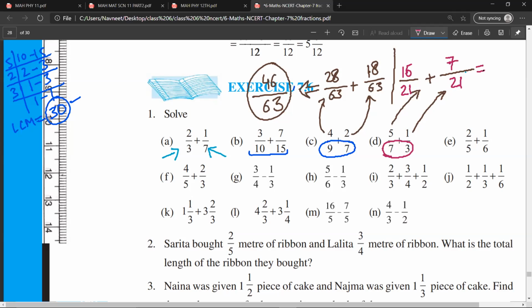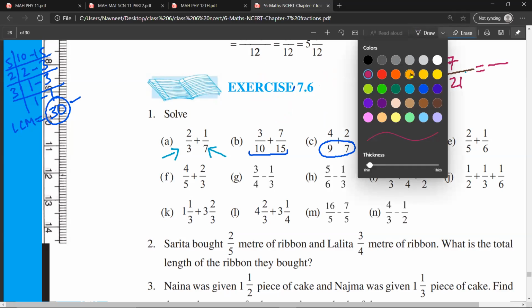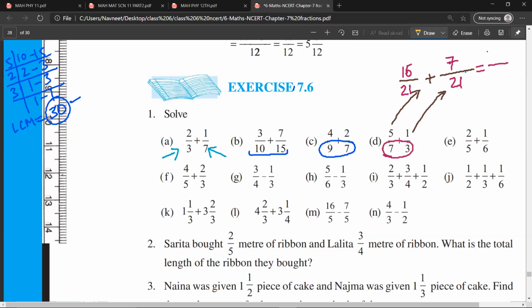Is there any problem? No, sir. What would be the final answer? 22 by 21. 15 plus 7 would be equal to 22 upon 21. Is there any problem? No, sir.